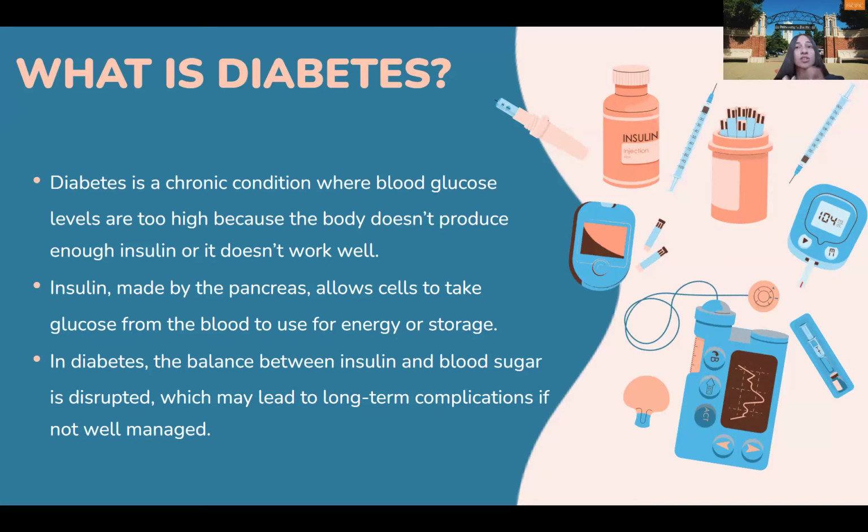Longer-term complications can be eventual damage to things in our body, such as our eyes, kidneys, nerves, and even the heart. So it's very important with diabetes to have really good management of this condition in order to at least prevent these long-term and short-term complications.